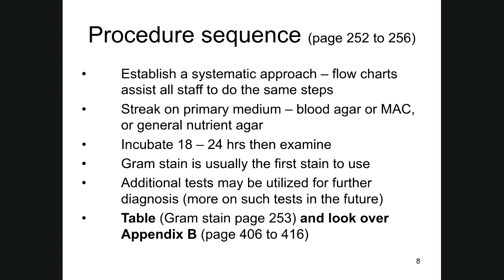Again, that might be driven by what is the organism of suspicion that you might have. And then additional tests might be utilized. And we're going to be looking at those in the future in this PowerPoint about some various tests. And then there's a table on page 253 about gram stain. Look that over, and also look over Appendix B. Just do a shuffling through the pages right now. We're going to reference that more next week in the second week of microbiology, but I want you to start just looking at it and seeing how it is put together.